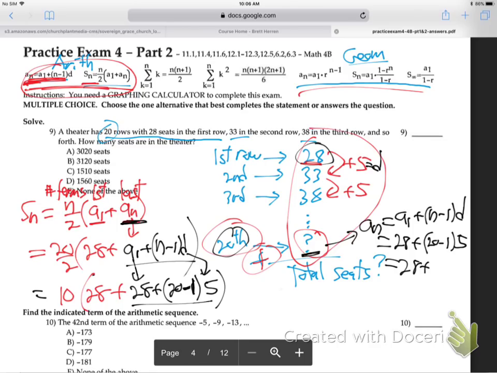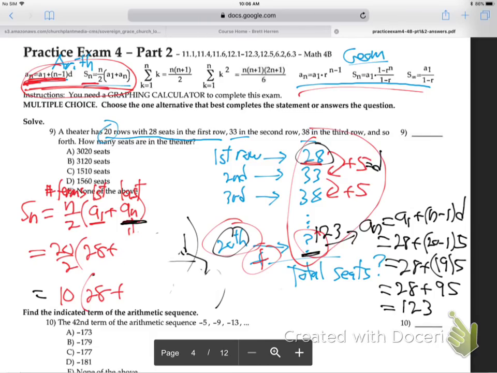plus 19 times 5, and that'd be 28 plus, what's that, 95? 123. That'd come out. So you could just say, hey, this last term is 123, if you wanted. If you wanted to just do that instead and just do all that work and say, look, it's 123. Maybe that'd be easier for you. This is 123.